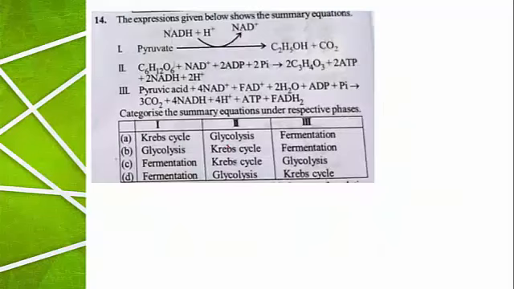The expressions given below show summary equations. Three reactions are given, and in the chart some important processes of aerobic and anaerobic respiration are given as 1, 2 and 3. Which one is the proper option for the representation of these equations?